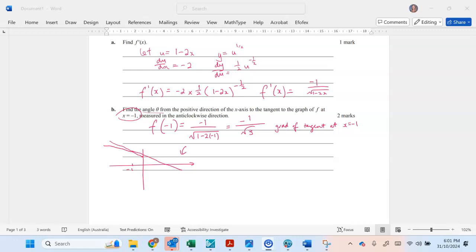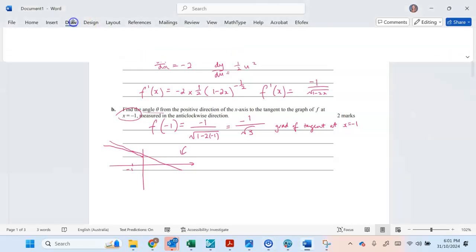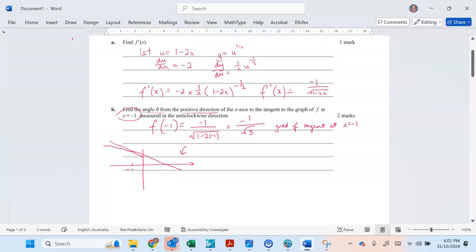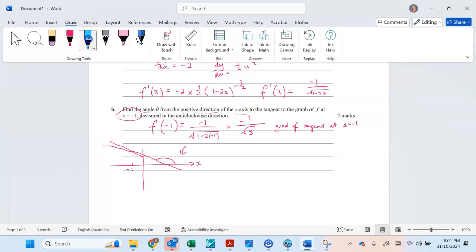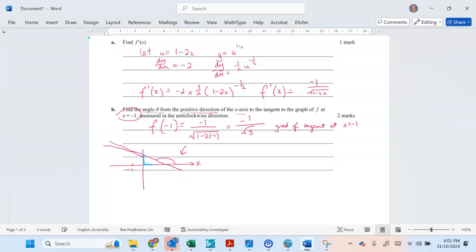So we've got this tangent line, and the question is asking for the angle from the positive direction. Let me just get my pen back. From the positive direction of the x-axis. So here's the positive direction of the x-axis. So we're actually looking for this angle here, measured in an anti-clockwise direction. Yeah, that doesn't really matter. All right, but the key thing to look for is this right angle triangle here. So I'm going to redraw that over here, and we're just going to find theta first of all.